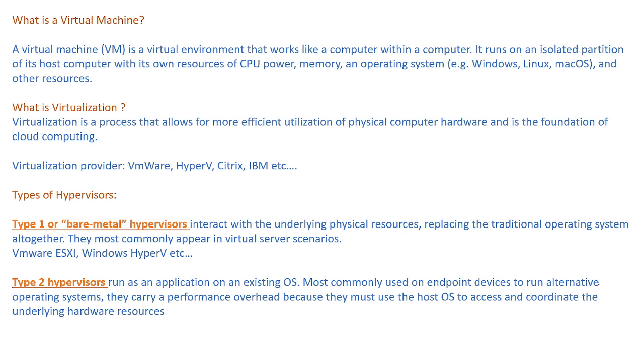It most commonly appears in virtual server scenarios, like VMware ESXi and Windows Hyper-V. It means on top of the physical hardware, you are installing an operating system itself. When I say type 1, normally in the hardware you install an operating system, and that operating system itself is a hypervisor, like ESXi. Both work as an operating system. But type 2 means you already have an operating system like Windows 10 or Windows 11, and on top of that you are going to install.